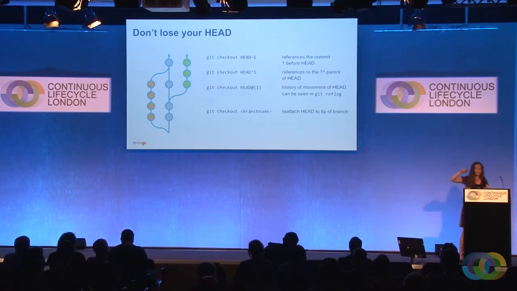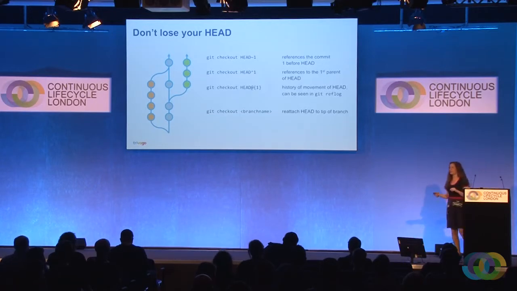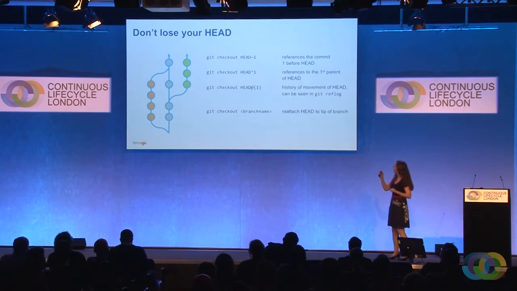The circumflex notation means the first parent of this commit. If you take the top gray commit, it has one parent, but it also has a second parent.